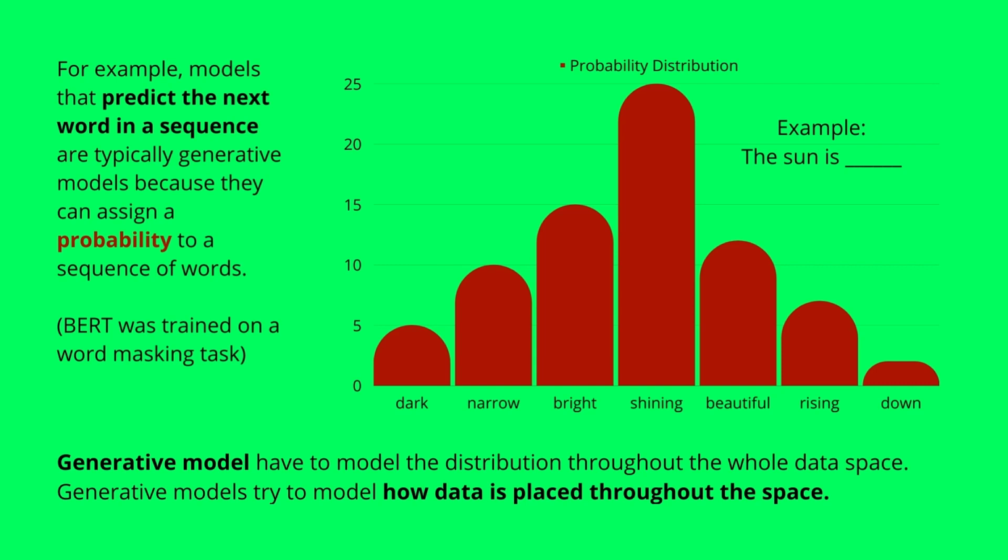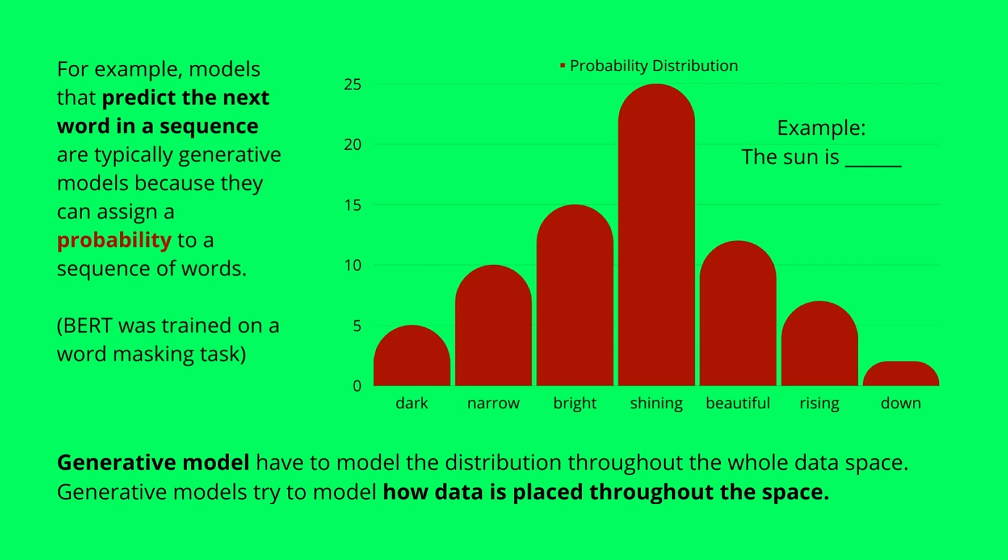Yes, this could be it. But you know, I have one word that has the highest probability in my whole distribution set, and this is shining. So the answer of BERT is, the sun is shining. Full stop. And then there are other words like beautiful or rising, the sun is down or whatever. But you see, given the probability distribution, the system as a generative system picks what it thinks is the next word in a sequence of words.